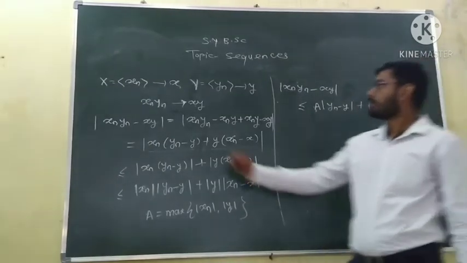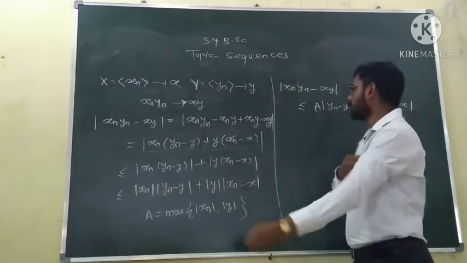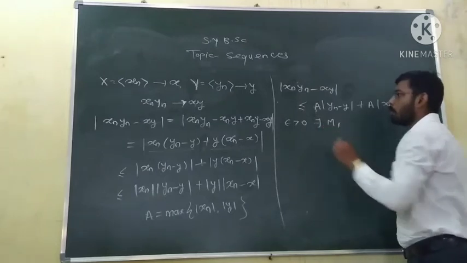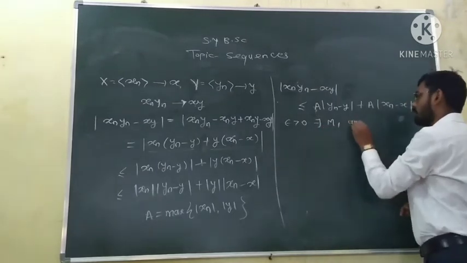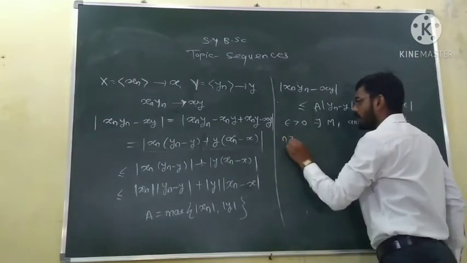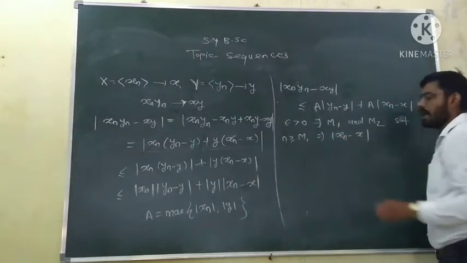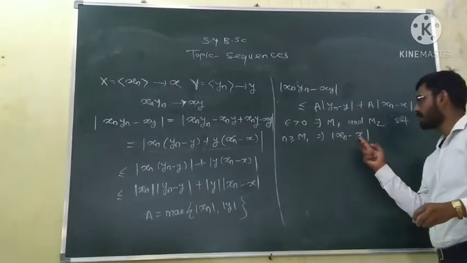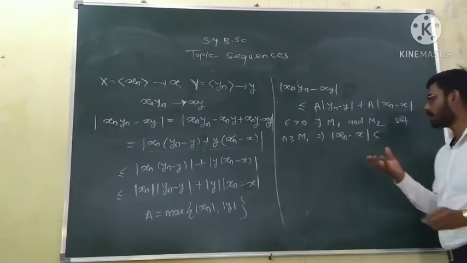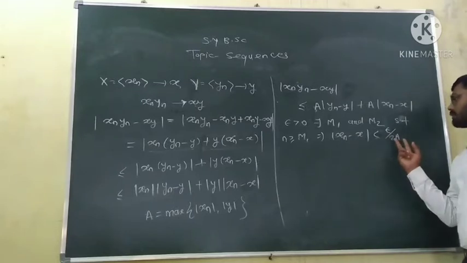Now we know this sequence xn converges to x and yn converges to y. So by definition of limit, for any epsilon greater than 0, there exist two natural numbers, m1 for the first sequence and m2 for the second sequence, such that whenever n is greater than or equal to m1, the distance between the sequence xn and its limit x is less than some very small arbitrary number, and we take this number as epsilon upon 2a.